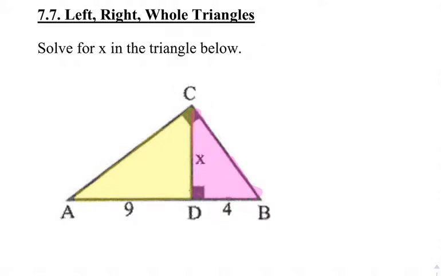So today we're going to go over how to solve triangles that have three triangles built into them. These are called our left, right, and whole triangles. There's three triangles in this picture. My yellow one is triangle ACD. So that's yellow, that's ACD, that's triangle 1. I'm going to label that my left triangle.